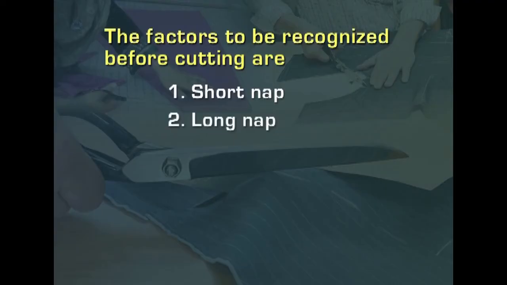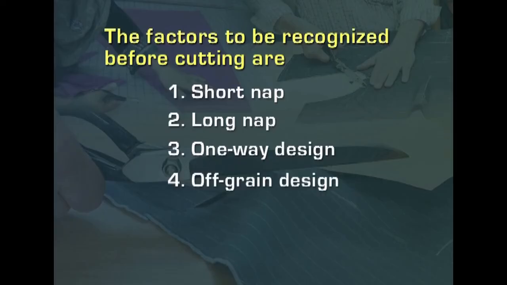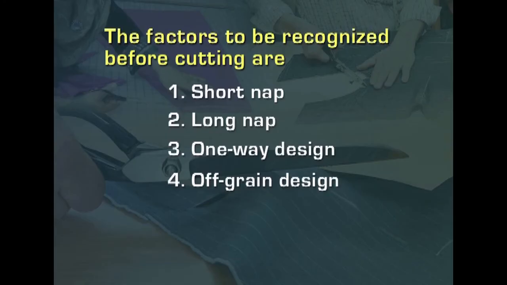Long nap. Long nap fabrics are cut with the nap going down. An example is fleece or camel's hair coating. One-way design. If a print is designed to go in one direction, then every piece of the garment must be cut to lie in that one direction. Off-grain designs. If the design on the fabric is stamped off-grain in its manufacture, the completed garment can never appear to be grain perfect.